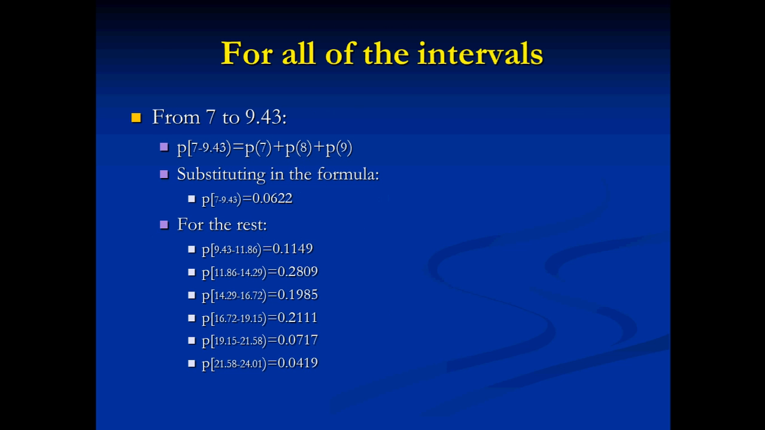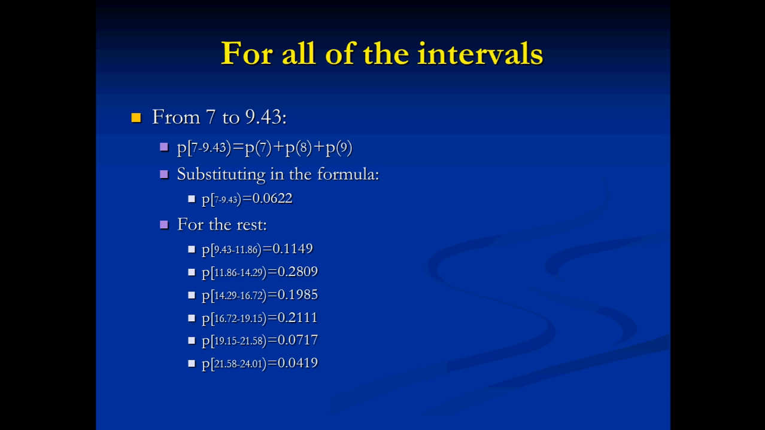As Poisson is a discrete distribution, we don't have probability in all the interval. It's not continuous, so there aren't any values between 7 and 8 or 7 and 9. So we're just interested in the values of 7, 8, and 9, the integer values in the interval, because it's a discrete distribution. So substituting in the formula, we have a probability of 0.0622.